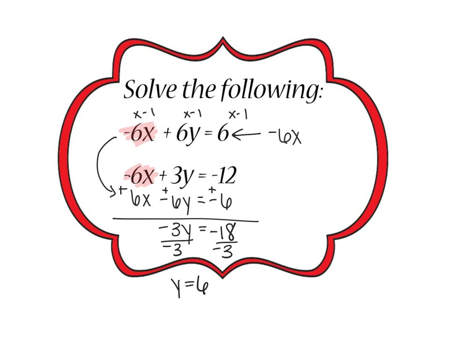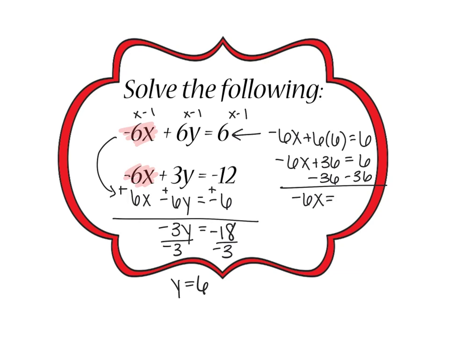When I plug that back in, I get -6x plus 36 equals 6. I subtract 36 from both sides. I get -6x equals -30. When I divide by -6, x equals 5. So the solution to this system is 5, 6.